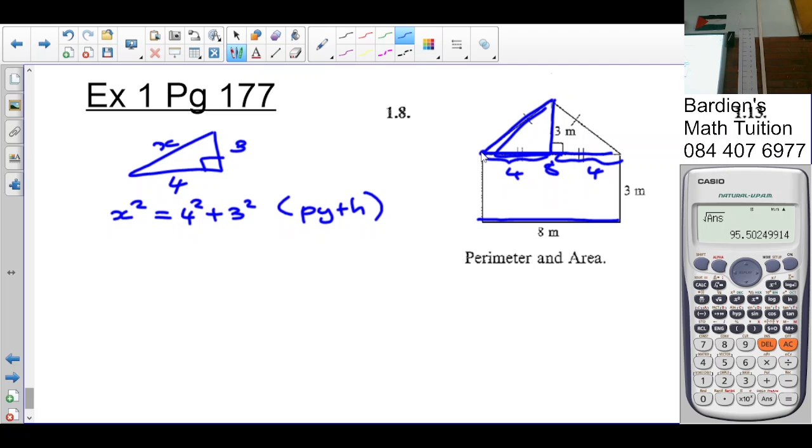So what is this going to give us? 16 plus?